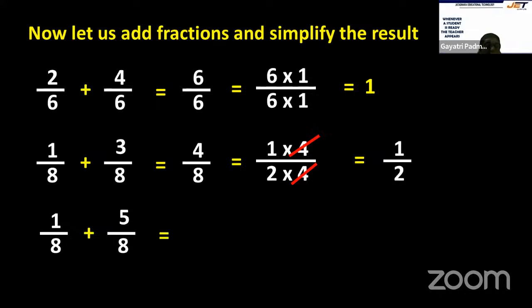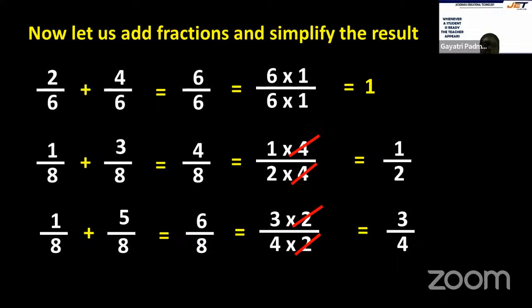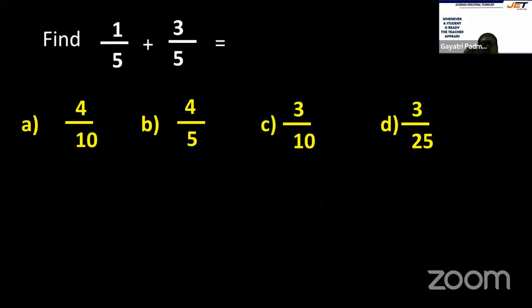Next, 1 by 8 plus 5 by 8 is nothing but 6 by 8. Okay. So 6 can be written as 3 into 2, and 8 can be written as 4 into 2. So 2 gets cancelled, and it becomes 3 by 4. So we are simplifying the fractions. All right. Now, one sum is given, 1 by 5 plus 3 by 5, which is nothing but 4 by 5. All right. So it is option B.